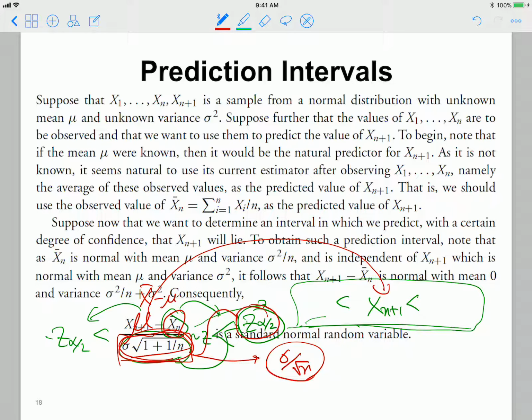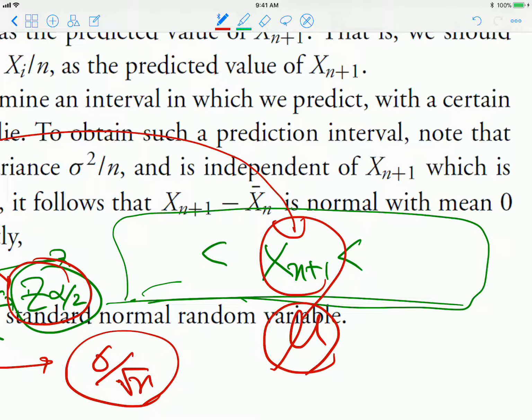And so when n is the same, which one gives a larger interval estimate? So this or this? Does this have a larger interval estimate, or does this guy have a larger one?